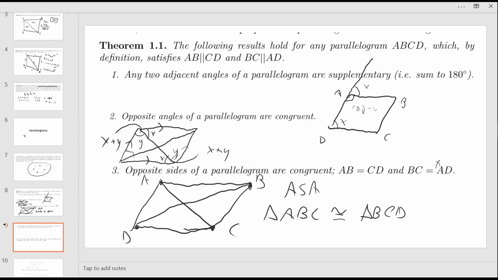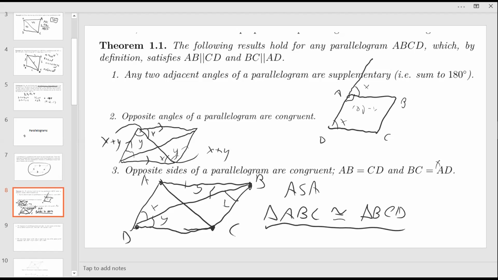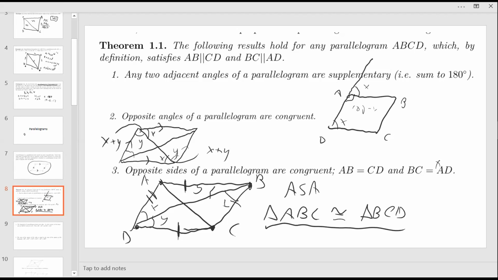Now, how do we show that? Well, from the previous theorems, we know that if this angle is x, then this angle is x. If this angle is y, then this angle is y. And now they both share the same side, which is diagonal BD. So since they share two angles that are separated by a common side, they are congruent by angle side angle congruence. So what does this mean? This means that AB is congruent to CD and AD is congruent to BC.